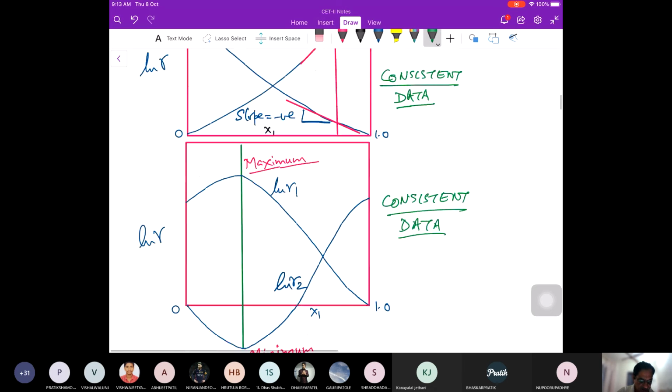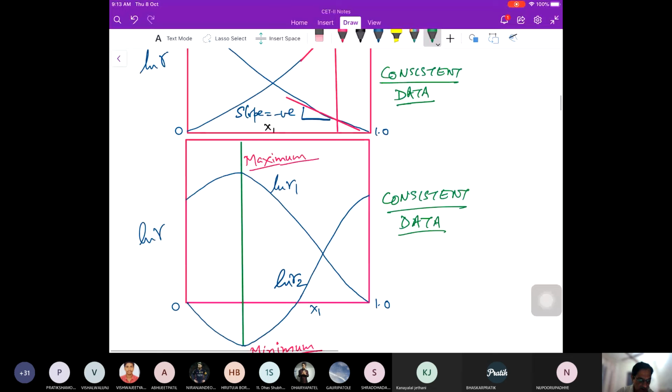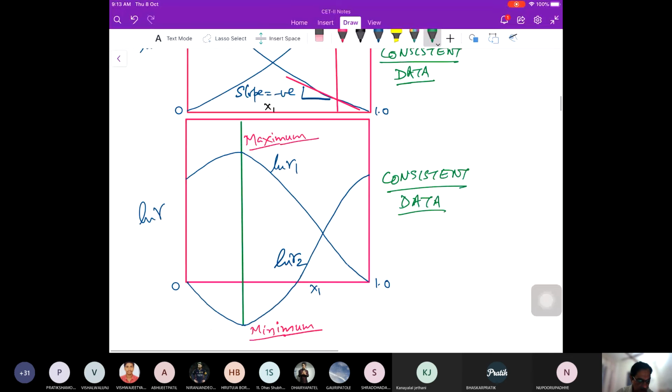Okay. Then the next point is, we look at this plot of ln gamma versus x1. We have ln gamma 1 and we have ln gamma 2. What we'll observe is that suppose there's a maximum in one curve, at the same value there is a minimum for the other curve. So ln gamma 1 has a maximum at this point. At the same point, ln gamma 2 has a minimum. That is the second condition we'll see for consistent data.